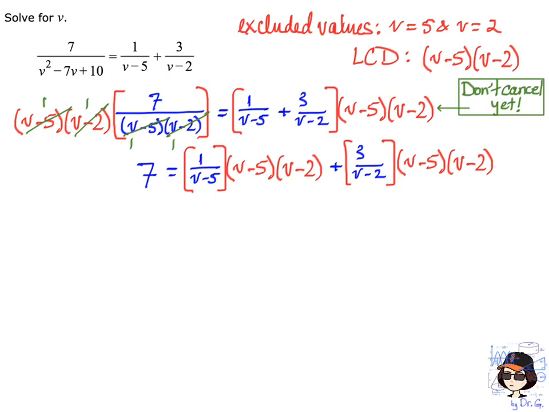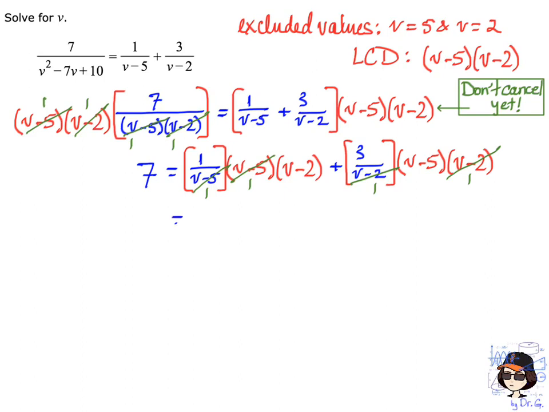So on the right side, we now can start canceling. After we use the distributive property, we have two terms that are each products. So the first term is the product 1 over v minus 5 times v minus 5 times v minus 2. So that clearly has a v minus 5 in the top and the bottom that cancel. The second term is 3 over v minus 2 times v minus 5 times v minus 2. So something different cancels there. So the v minus 2's go away there.